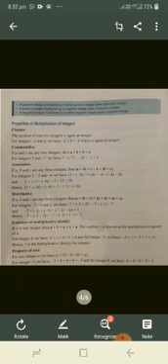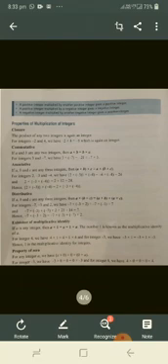Next one, properties of multiplication of integers. First, I will explain. While multiplication of integers, you have to follow two rules. If we multiply two negative integers, you will get positive. Means minus into minus plus. If you want to multiply one negative and one positive, you will get minus sign.